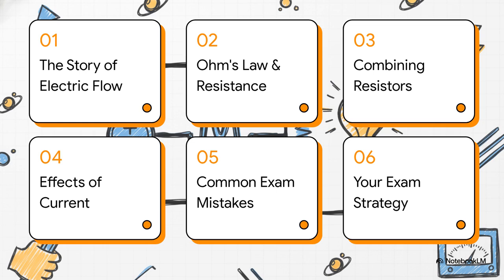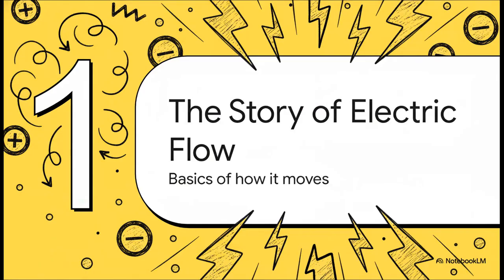We'll start with a story of electric flow, then look at Ohm's law and resistance, combining resistors both series and parallel, the effects of current like heat and power, and then, very importantly, we'll talk about avoiding common exam mistakes, and I'll give you a strategy guide for your exam. Let's get started. All right, let's begin our story right at the start.